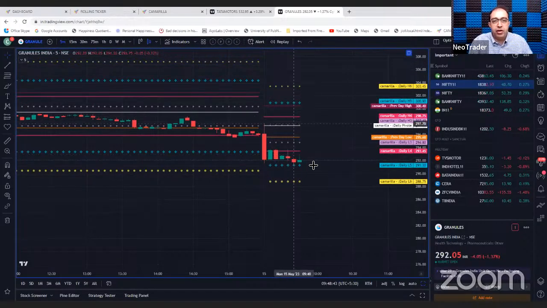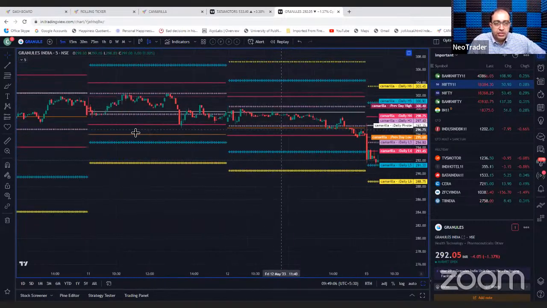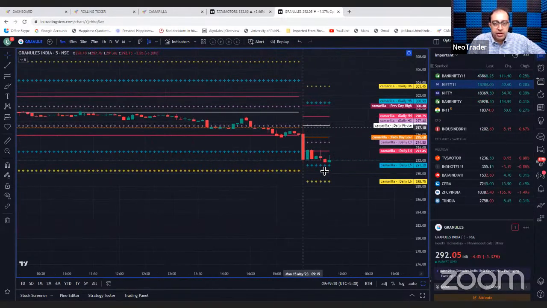So what is the benefit of Camarilla pivot? The benefit of Camarilla pivot is you have got the facility to trail your stop loss. आपका stop loss आप trail कर सकते हैं, यानी एक level से दूसरे level पर लेके आ सकते हैं. So that is the advantage, and you will always have some level to identify. You can see here that this stock was range bound, or आज it has given a breakdown.